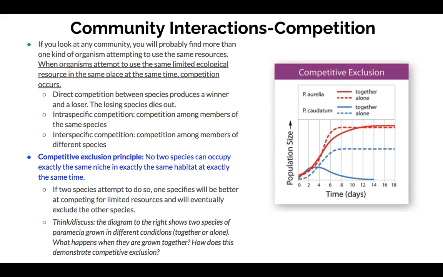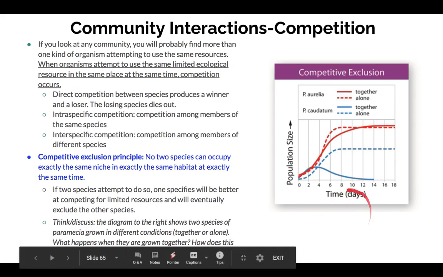Intra, you can think of as being within, right? It's competition among members of the same species. Inter is competition among members of two different species. The competitive exclusion principle states that no two species can occupy exactly the same niche and exactly the same habitat at exactly the same time. And if two species attempt to do so, one will be better at competing for the limited resources and will eventually exclude the other species.